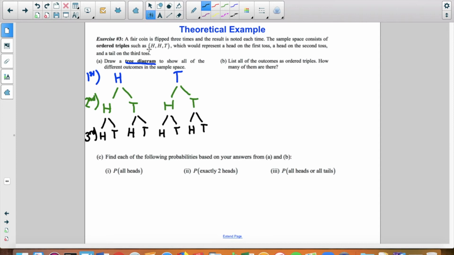Now we're going to list them in ordered triples. So what I like to do is I like starting this way and kind of making my way. So the first one is heads, heads, heads. The second one is heads, heads, tails. So I like going off each branch. Now this branch is completely done. Now we look at this one. We have heads, tails, heads.